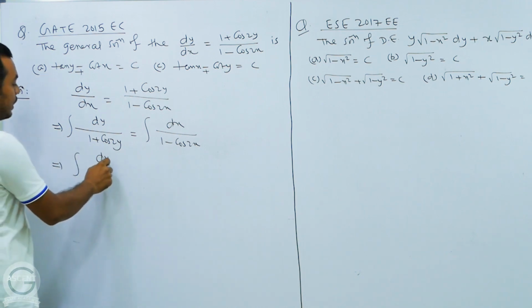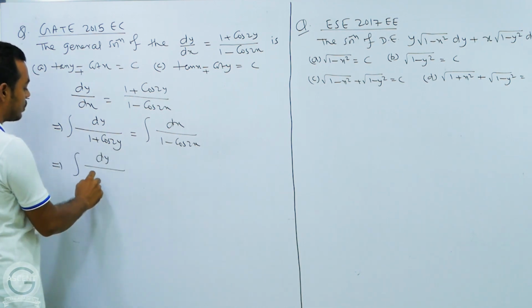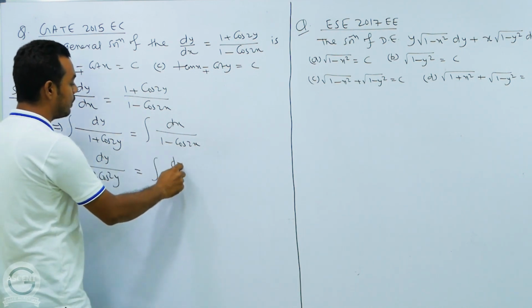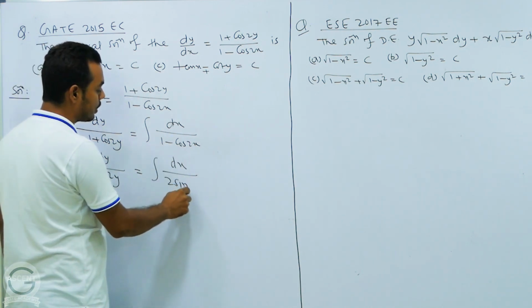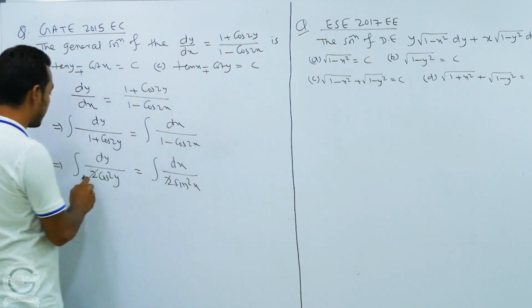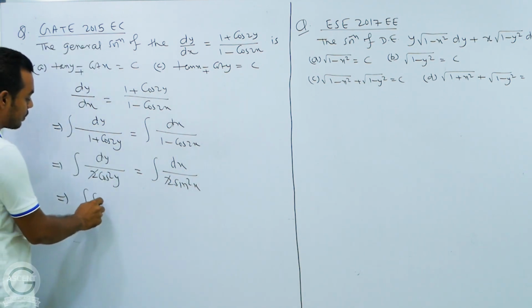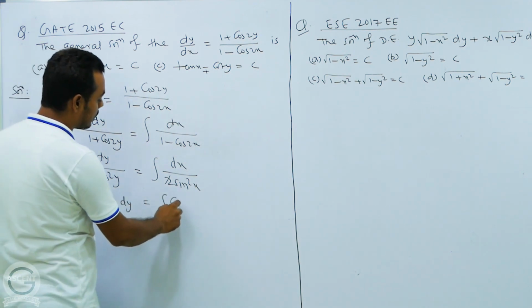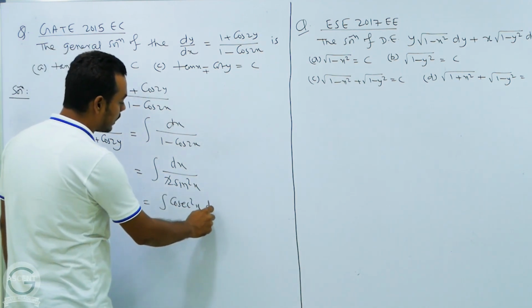Now if you want to integrate this, 1 plus cos 2y will be 2 cos square y, and 1 minus cos 2x will be 2 sin square x. 2 and 2 will cancel. 1 by cos square y will be sec square y dy, and here we will get cosec square x dx.